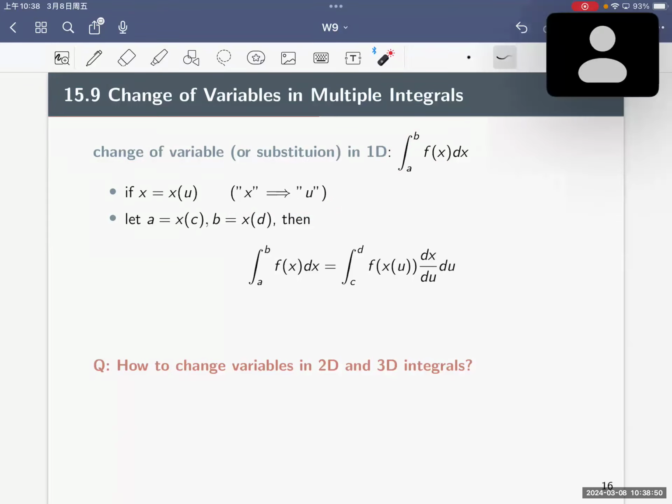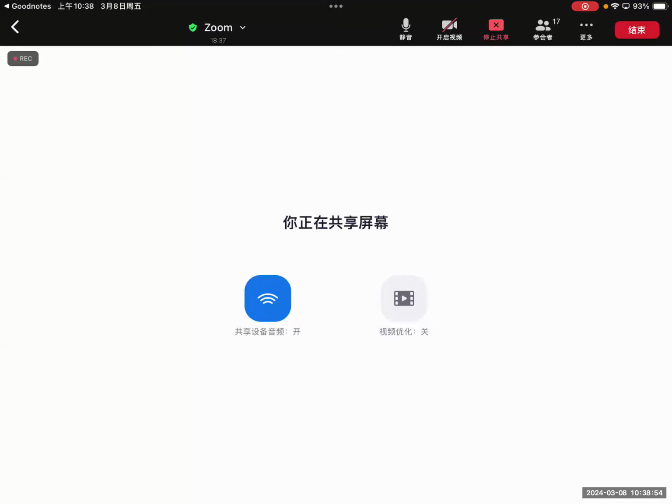So let me check if there's any comments from the Zoom.